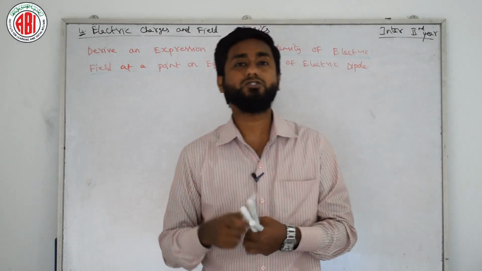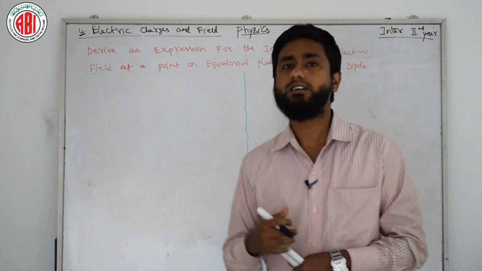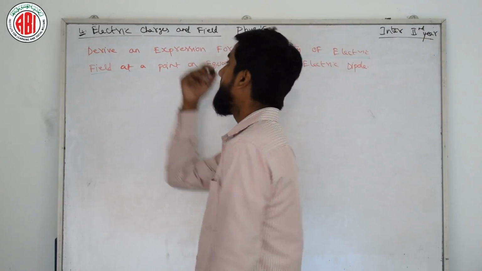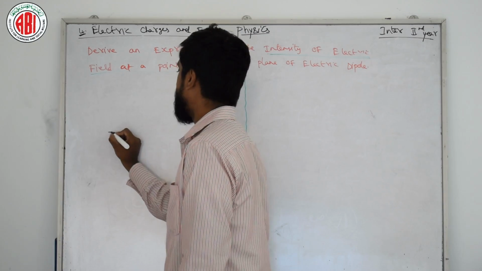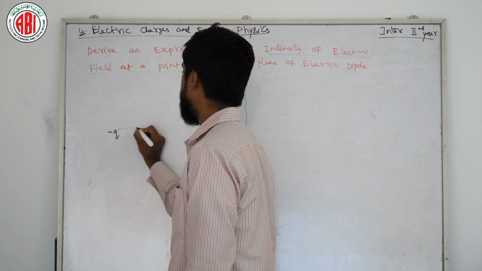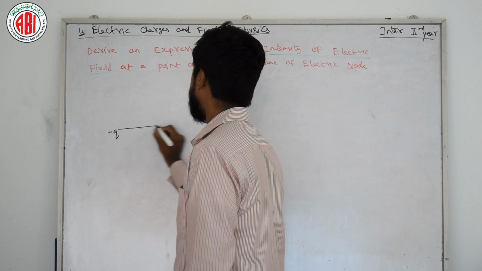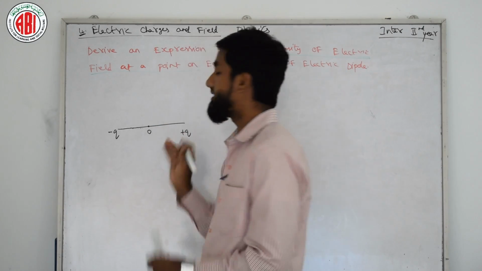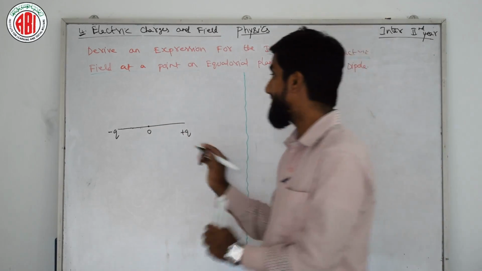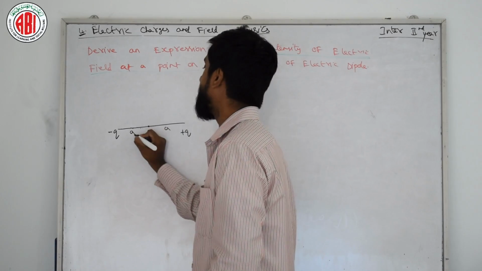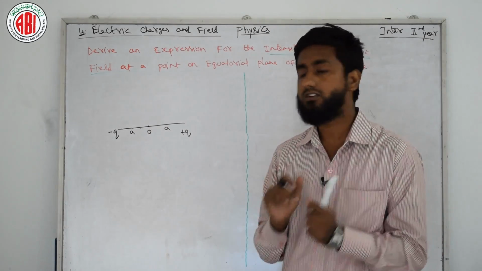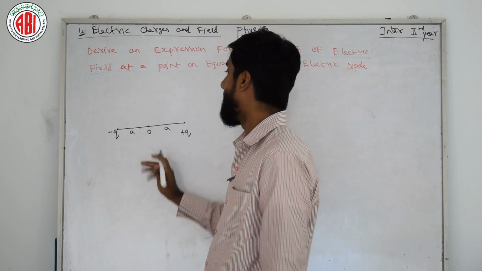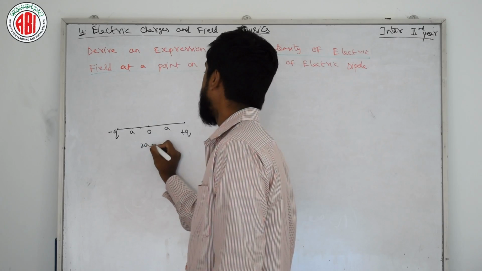For that, consider an electric dipole with two point charges, plus q and minus q, separated by a distance 2a. Looking here, this is minus q, and here we have plus q, and this is the origin from which the two charges are separated. Make sure this distance is very small. Diagrammatically it may look somewhat larger, but practically it is very small. So a and a become 2a.